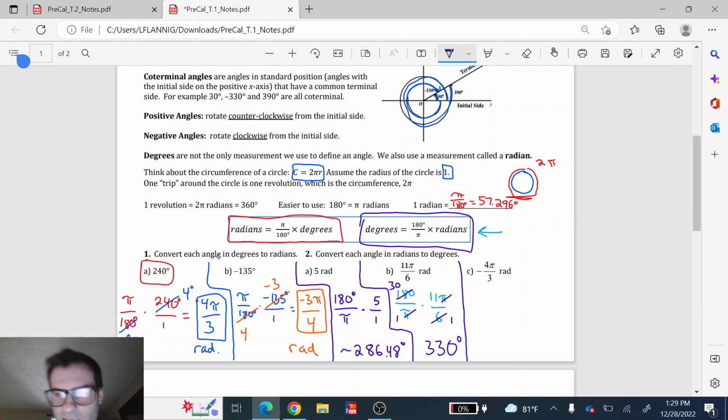And last but not least, we have negative 4 pi over 3 radians. And our goal here is, again, to get to degrees. So we're going to do it again. Just try it on your own.